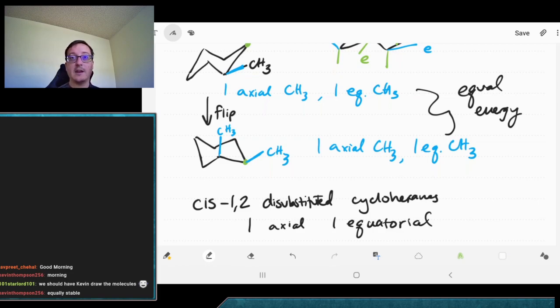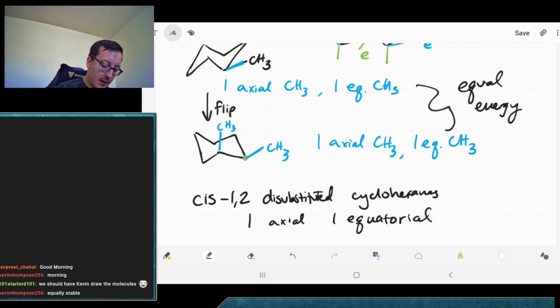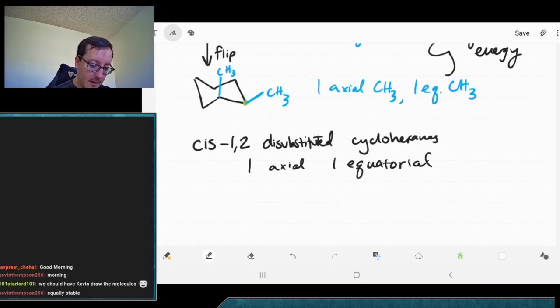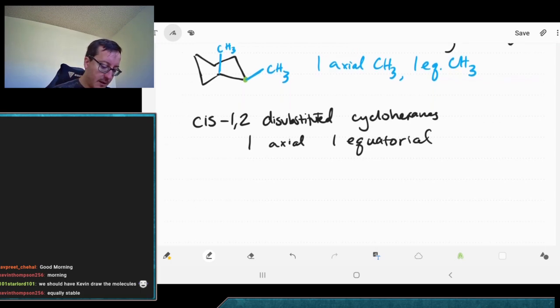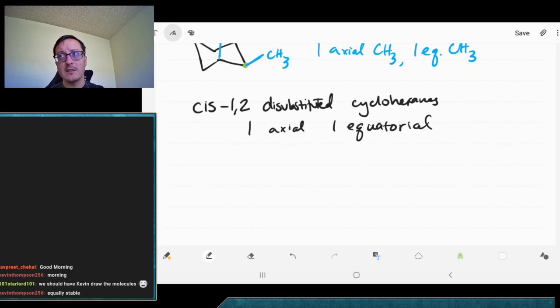If we take a look at maybe a cis 1,3, we can see what that's going to look like. Or you know what? Let's do another example here. Have we talked about bulkiness of various groups, relatively speaking? Like what's bulkier than what? I don't think we have. Let's talk about bulkiness.